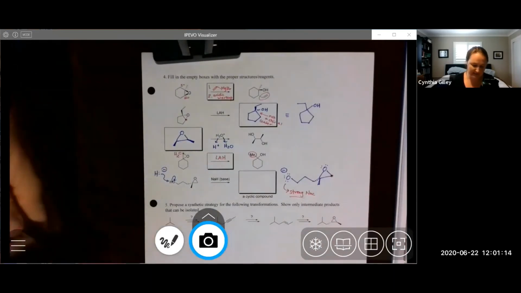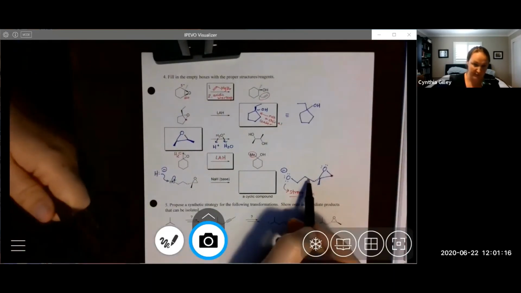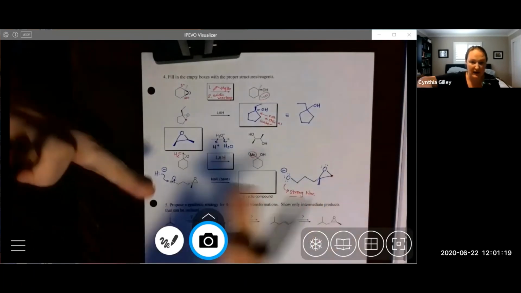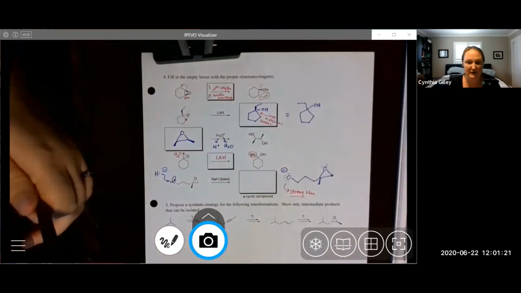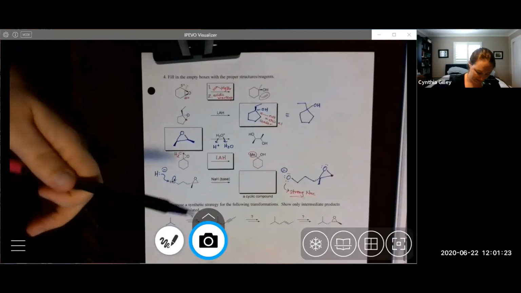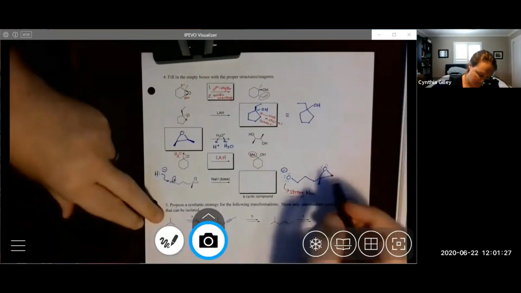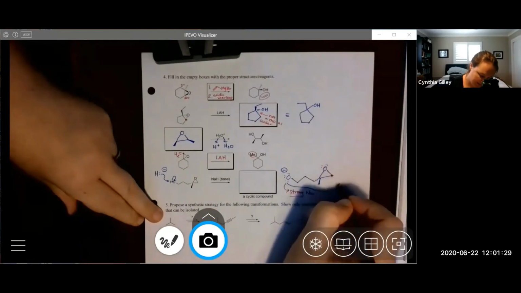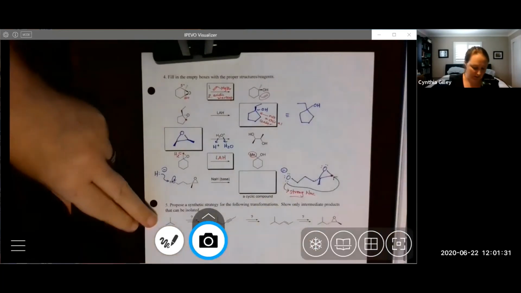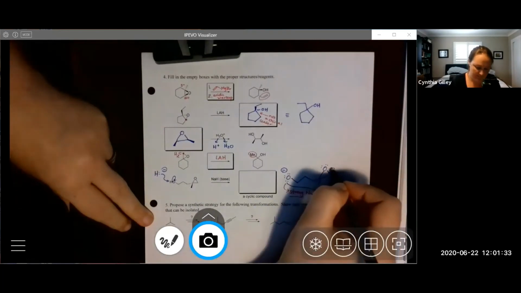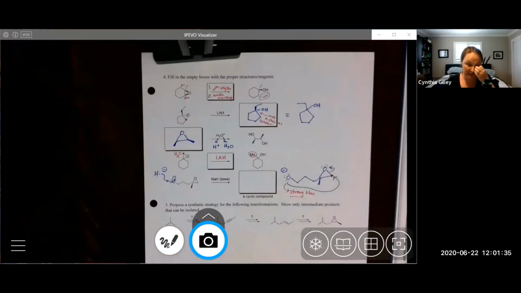So basically, all of these bonds have free rotation. It can rotate around to reach the back. And so we'll rotate all the way around to reach the back of the less substituted carbon to do the loss of the leaving group.